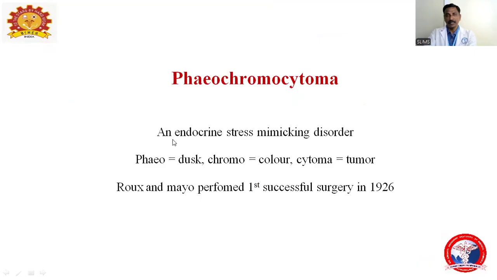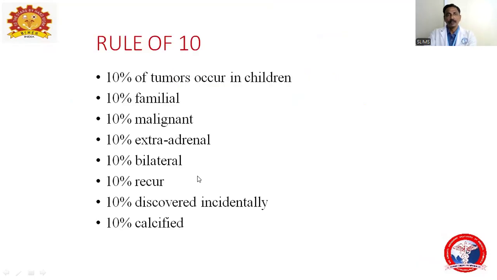Regarding pheochromocytoma and endocrine stress mimicking disorder, pheochromocytoma means dusky-colored tumor. Rule of 10 in relation to pheochromocytoma, that is 10% of the tumor occurs in children, 10% is familial, 10% malignant, and 10% extra-adrenal, 10% bilateral, and 10% recurs, that is recurrent tumor, 10% discovered incidentally, and 10% is calcified.